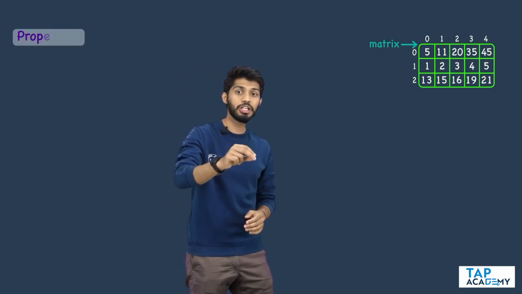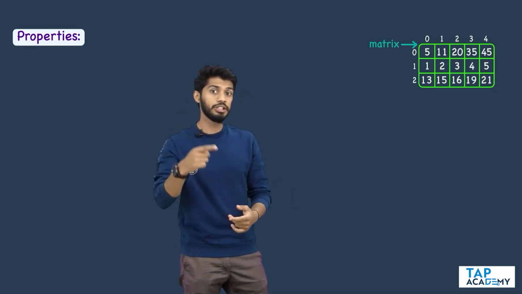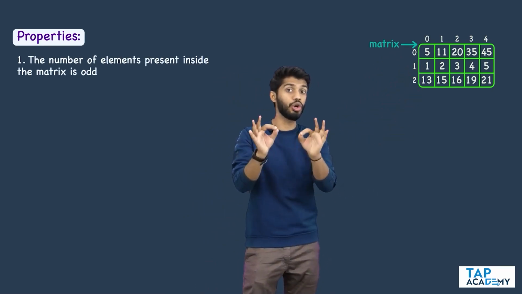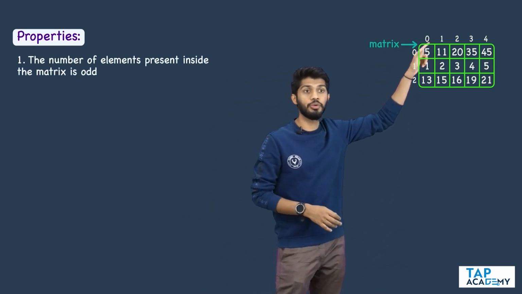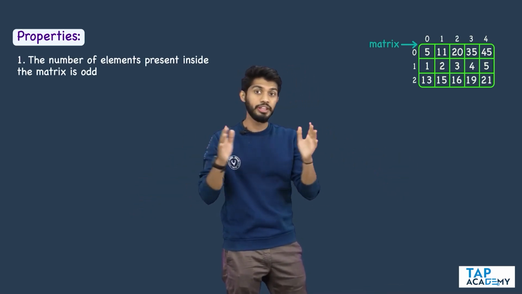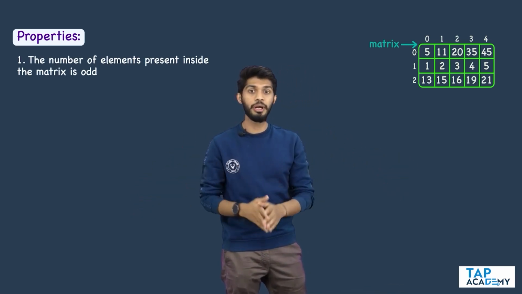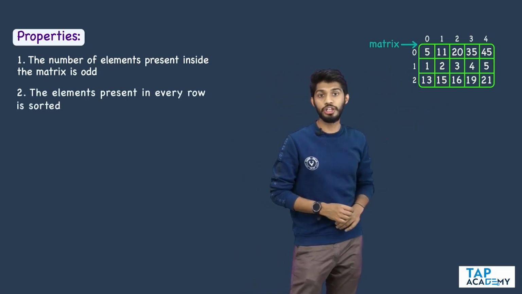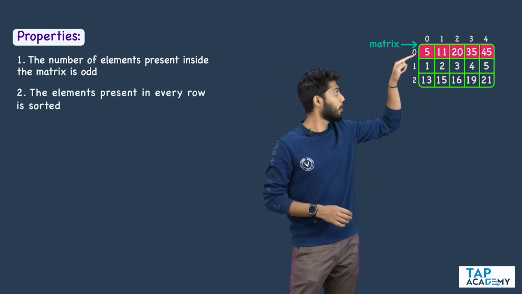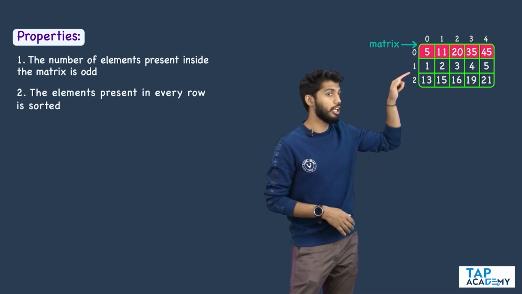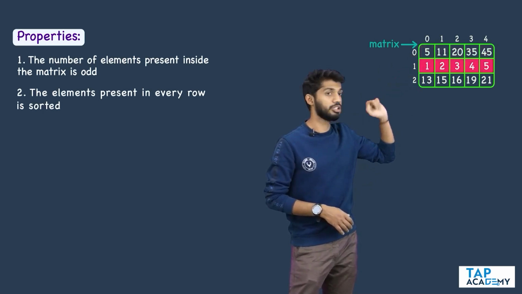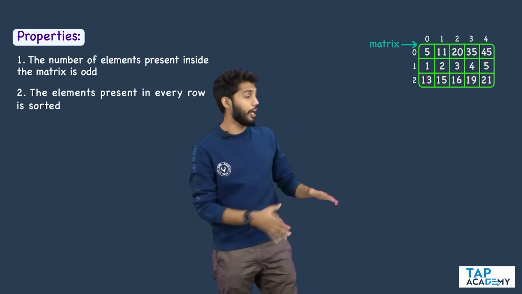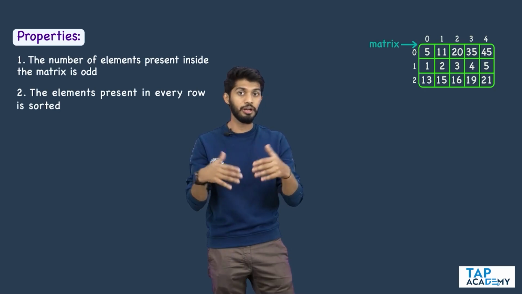But there are certain properties that they have told about this matrix. One such property is the number of elements present in this matrix is odd. So what you can conclude is the number of rows and the number of columns will definitely be odd. Next, the other property of this particular matrix is the elements present in every row are sorted. If you observe the first row, all the elements are sorted. All the elements in the second row are also sorted. All the elements in the third row are also sorted. So all that you need to do now is find the median of this particular matrix.